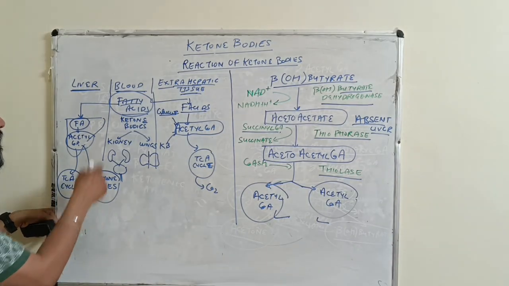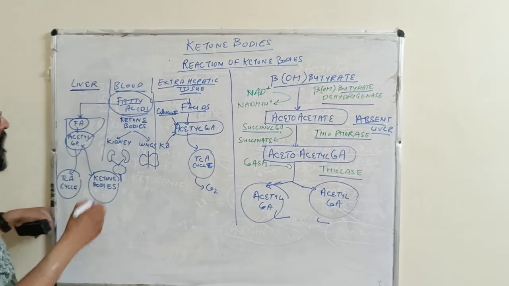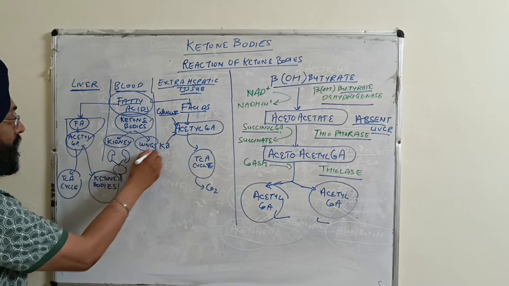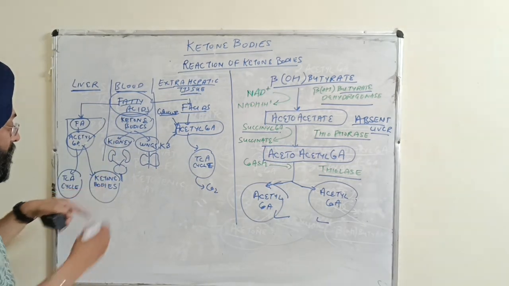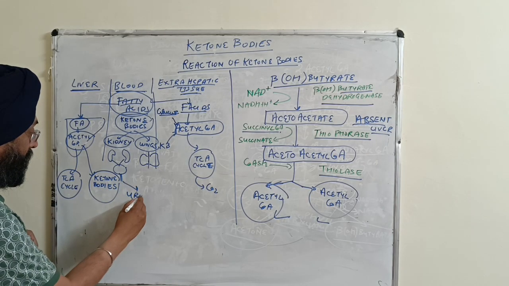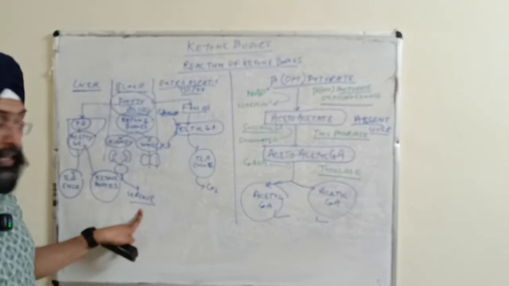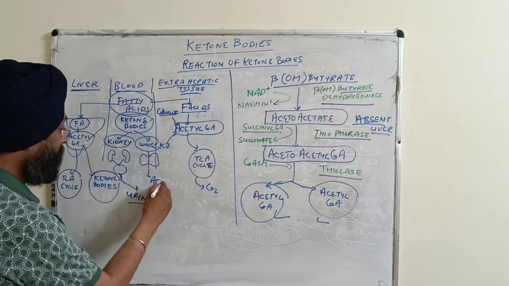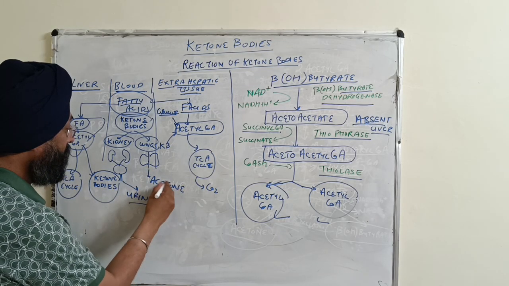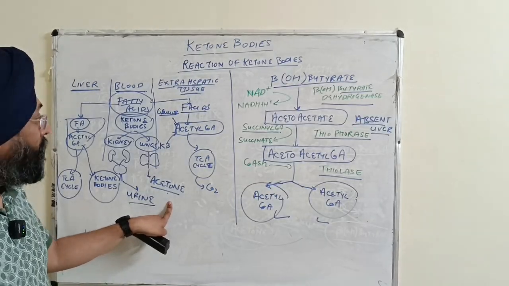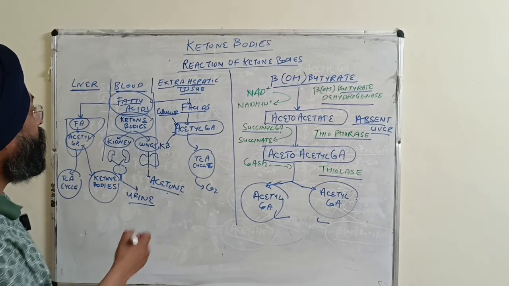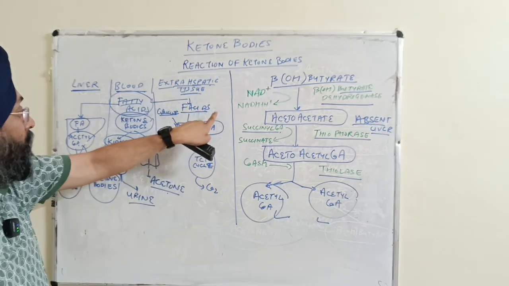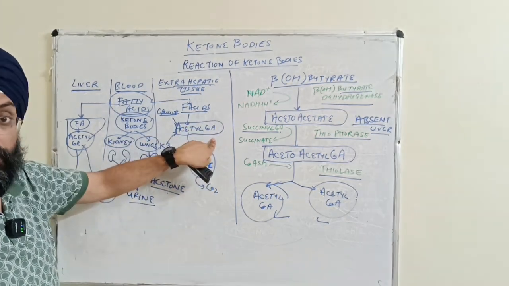When these ketone bodies enter the circulation via blood, they are handled by the kidney and lungs. From the kidney, they are excreted into the urine, known as ketonuria, and from the lungs, acetone is excreted as acetone breath. Now coming to extrahepatic tissue, the fatty acids break down to form acetyl CoA.